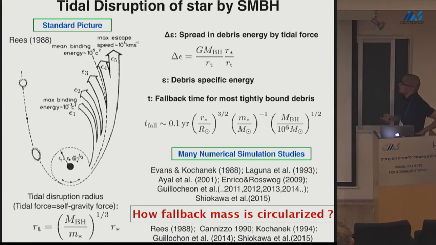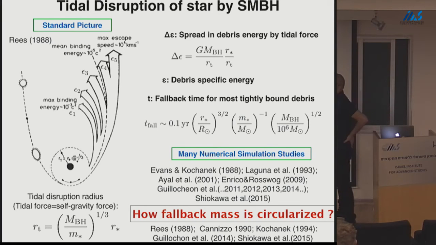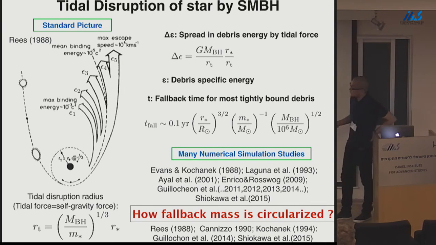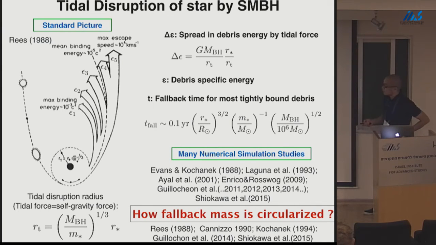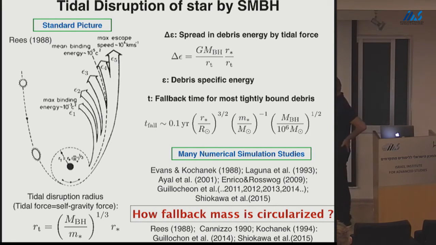And this is the usual standard picture of a tidal disruption event. A star approaches the black hole, and then is tidally disrupted at the radius where the black hole tidal force just dominates the self-gravity of the star. The typical value of the tidal disruption radius for a 10^6 solar mass black hole and a 1 solar mass star is 100 solar radii, or 24 Schwarzschild radii.